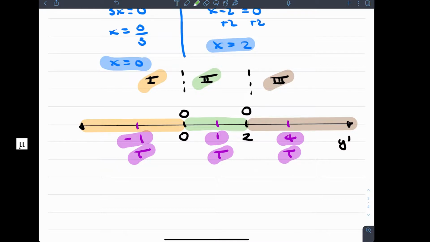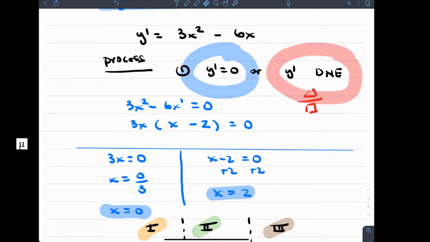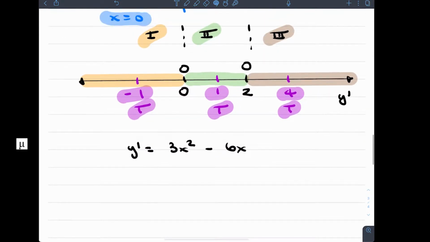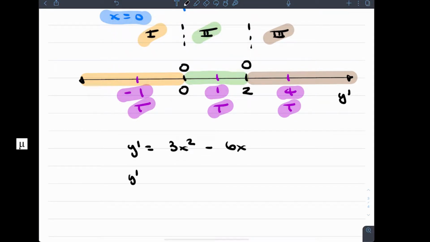Okay, do you guys remember the process? Now, what do you do now? Do you remember what you do here? You're going to have to find the sign of that derivative. What I like is the fact that 3x(x - 2) is the same function. You guys okay with that?